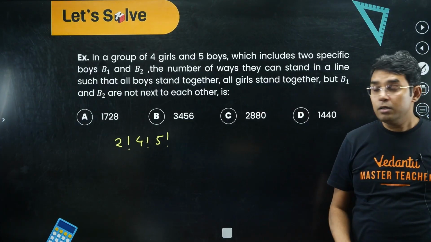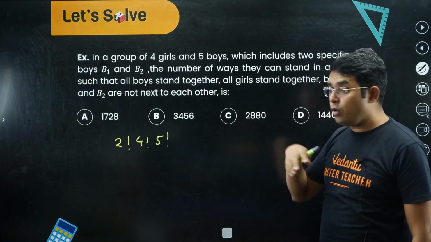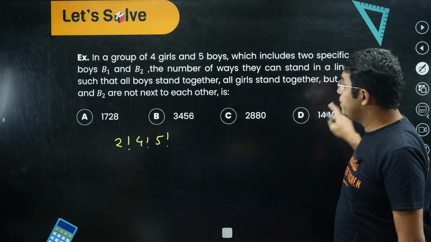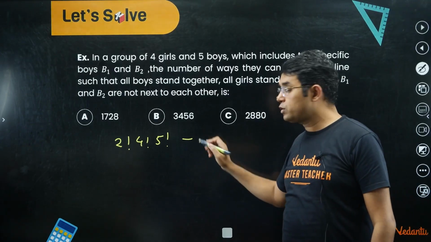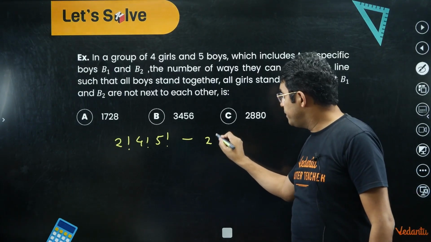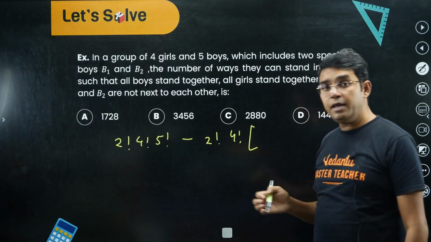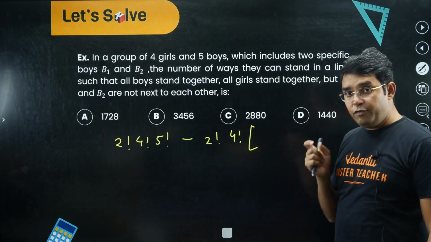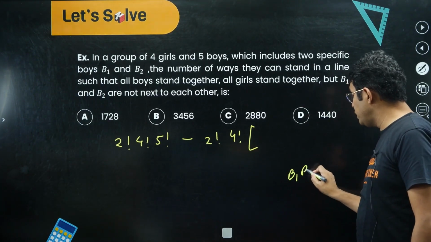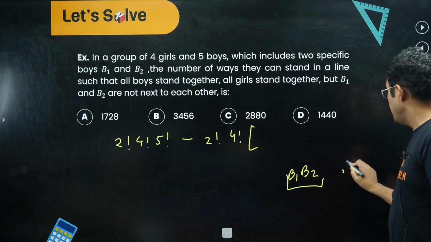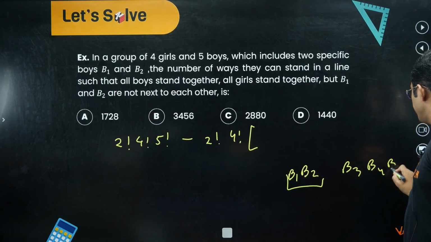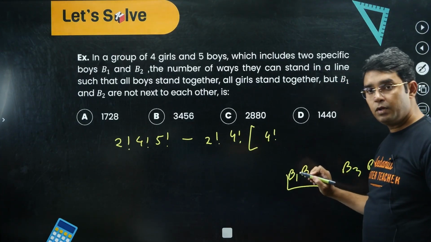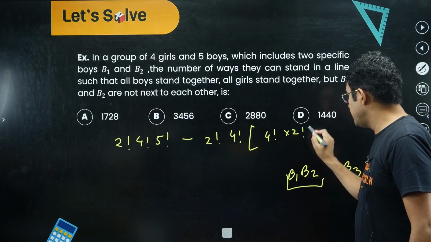So this will be for when the condition was that all boys are together, all girls are together, but there is something you need to take care of, and that is B1 B2 should not be next to each other. So we have to subtract those cases when, within the block of boys, B1 B2 are together. If B1 B2 are together, we will count B1 B2 as a single block, and the other boys B3 B4 B5 have no restriction. So in total there will be 4 units that you need to arrange, and into 2 factorial.